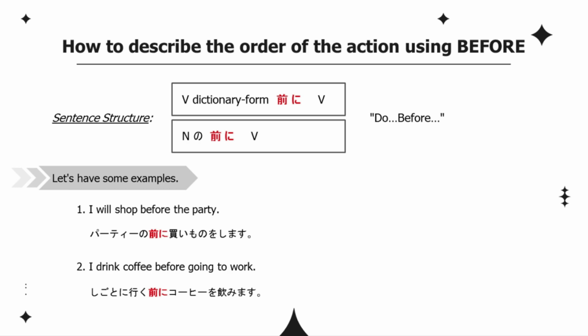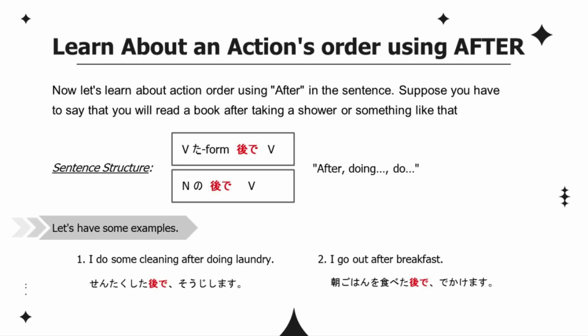Be careful about the form. The noun you have to use is particle no to connect. 2. Learn about an action's order using after. Now, let's learn about action order using after in the sentence.